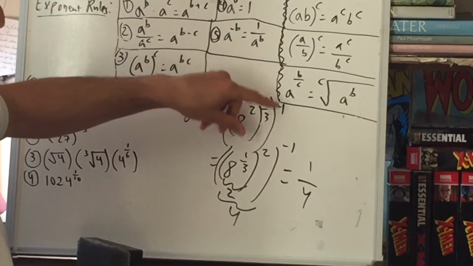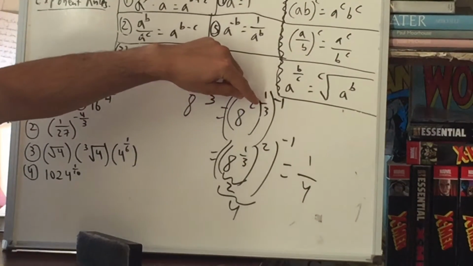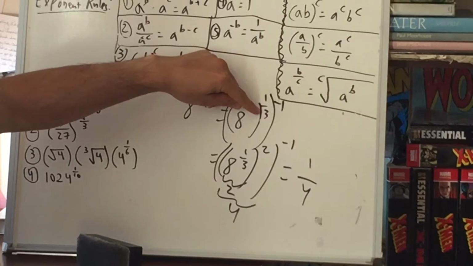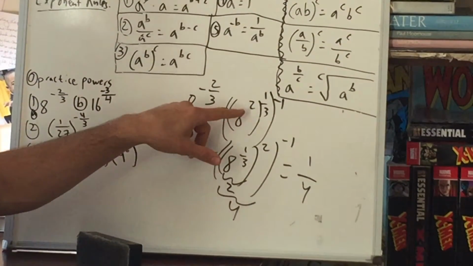In this example, we would have gotten the same thing. We would have gotten 64, take the cube root of 64, which is 4, and then flip the 4. Again, gets you this, but it's easier to work with 2 than with 64.